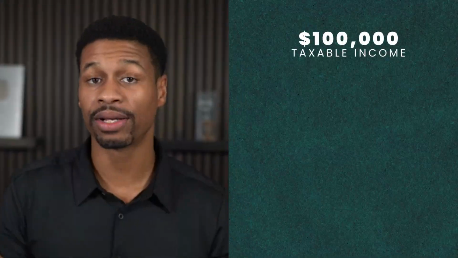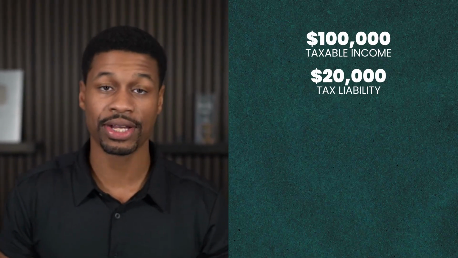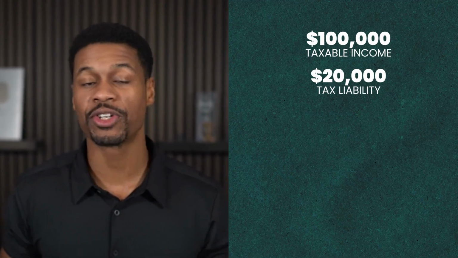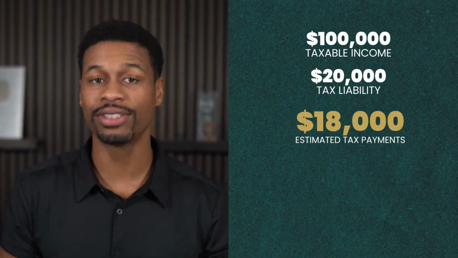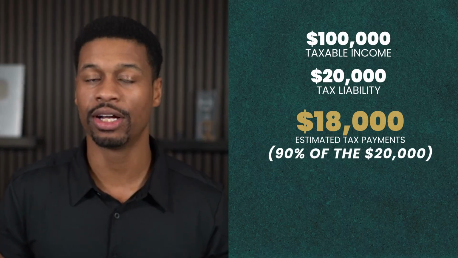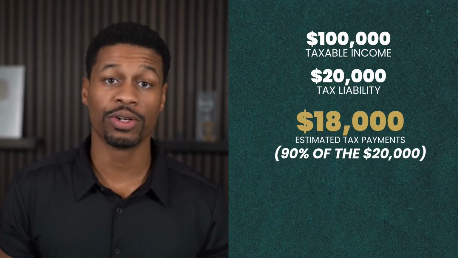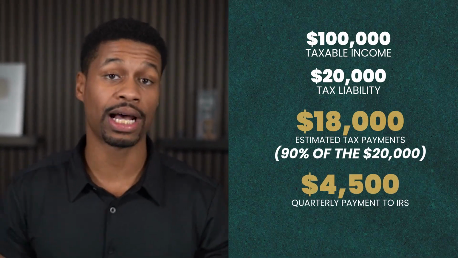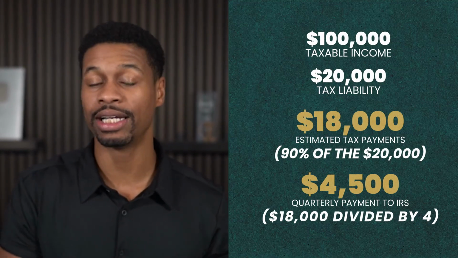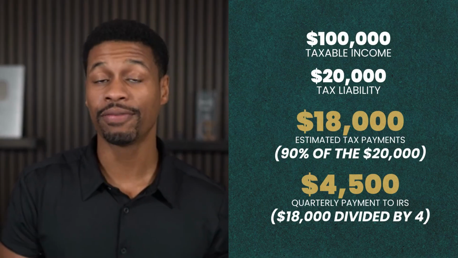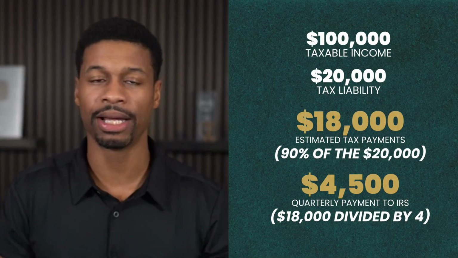For example, if you expect to earn $100,000 in income and owe $20,000 in taxes, then you will be responsible for submitting $18,000 in estimated tax payments during the tax year, which is just 90% of $20,000, which would mean you would pay $4,500 per quarter to the IRS, which is determined by simply dividing $18,000 by 4 to account for those quarterly payments. Now, I personally find this method to be more difficult than the second method, so let's talk about it.